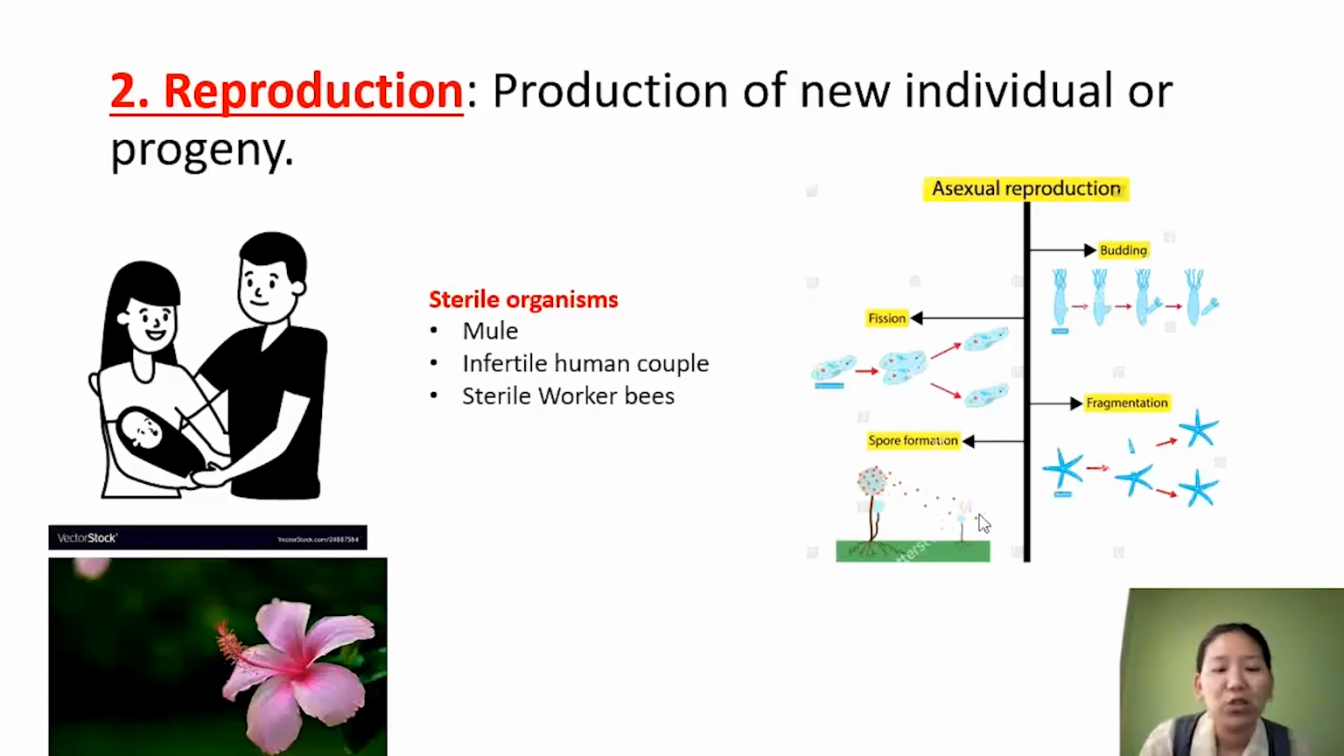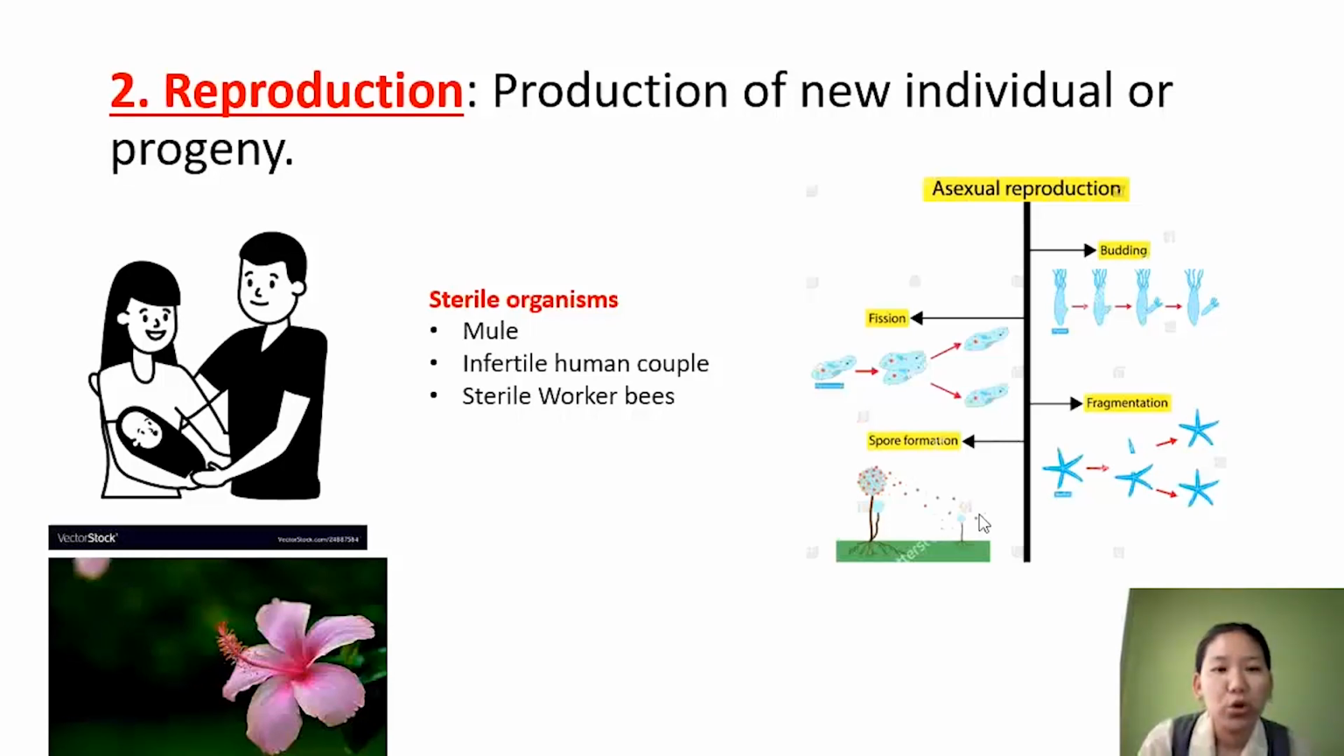So you must have seen in society where a couple are not able to produce progeny. And the third one is the sterile worker bee. In the community, in the society of these bees, there is a group of female bees called worker bees, and these are sterile. They do not reproduce.